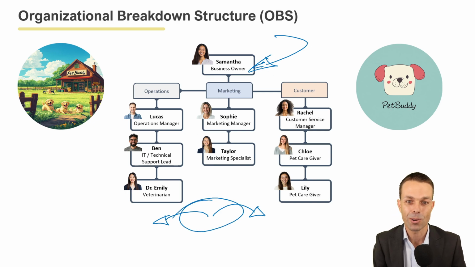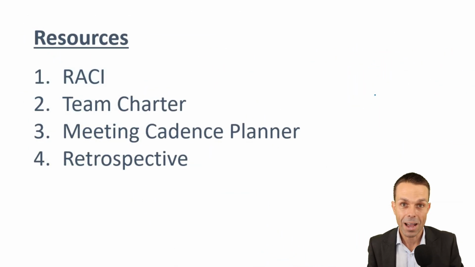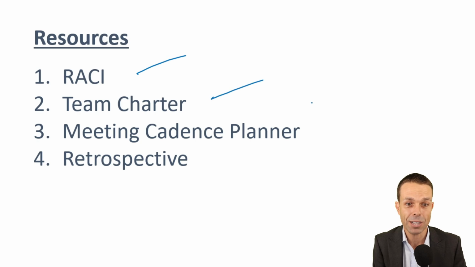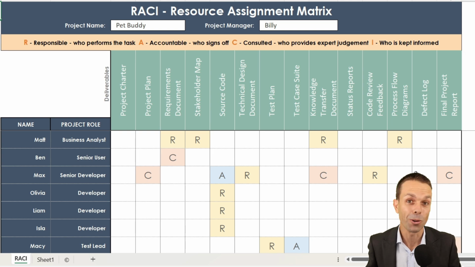And Samantha, our business owner, has done a business case, and we've been through all of the documents required so far. And now we're going to look at 4 things that we need to manage resources, starting with a RACI, team charter, meeting cadence planner, and a retrospective. We're going to show you what they look like and how to use them on your own project.